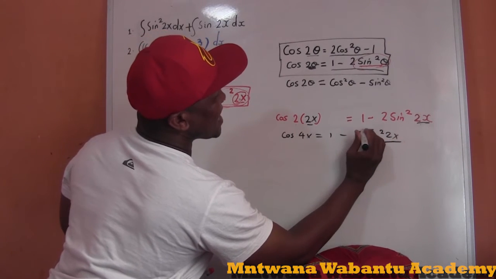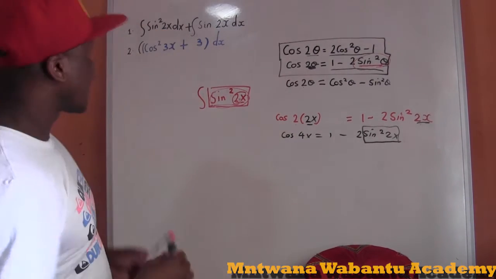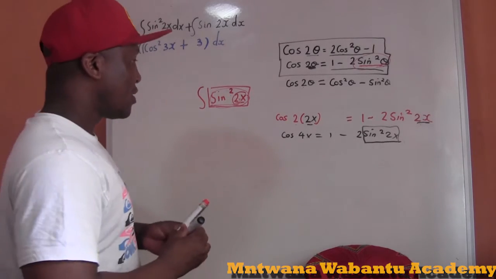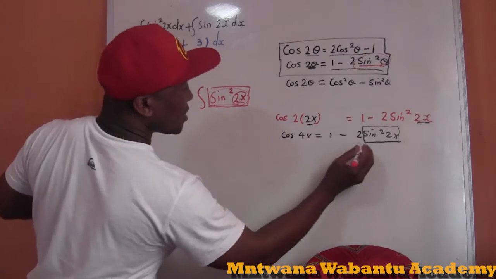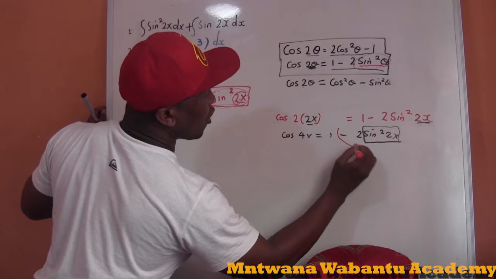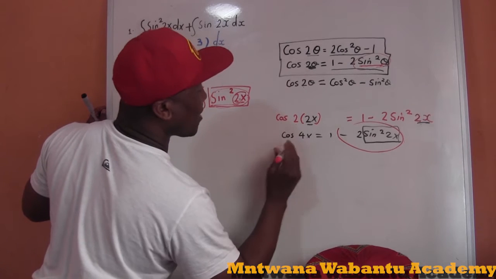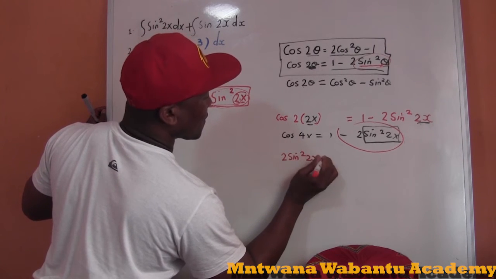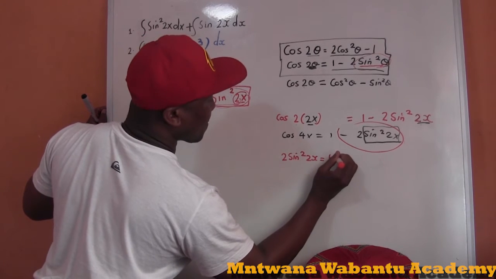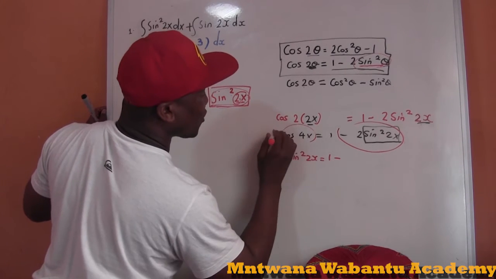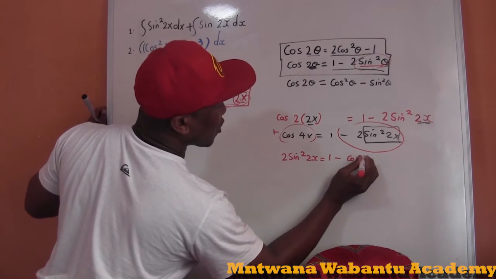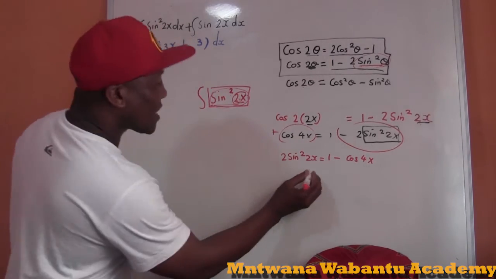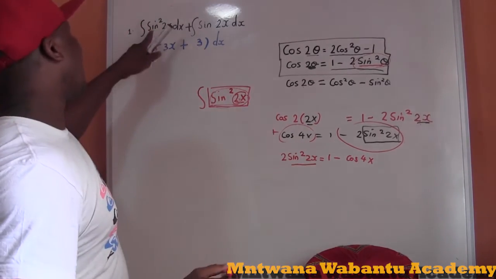So this, which is the same as this, I have to make the subject of the formula. I'll take everything to the left, so it's going to become positive: 2 sine square 2x equals 1 minus cos of 4x. Now I have to make it the subject of the formula, because I want to replace this.